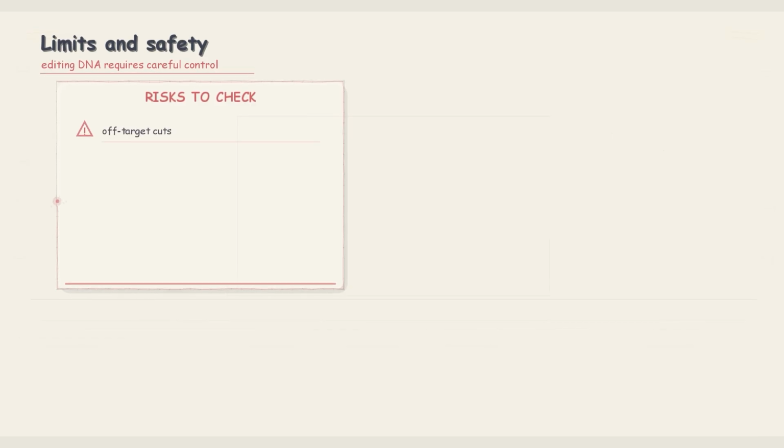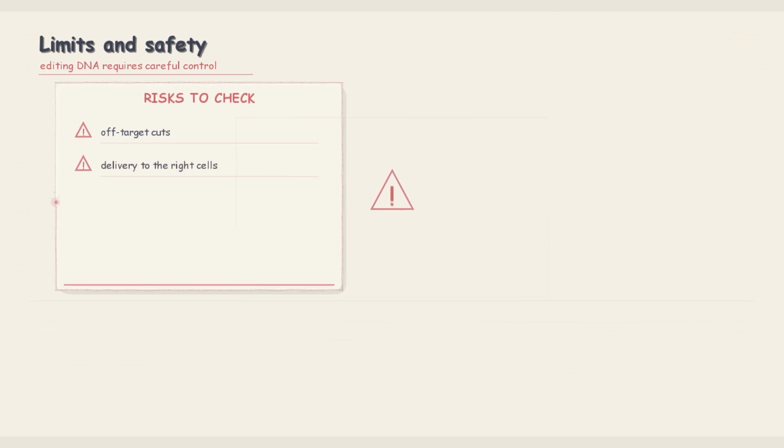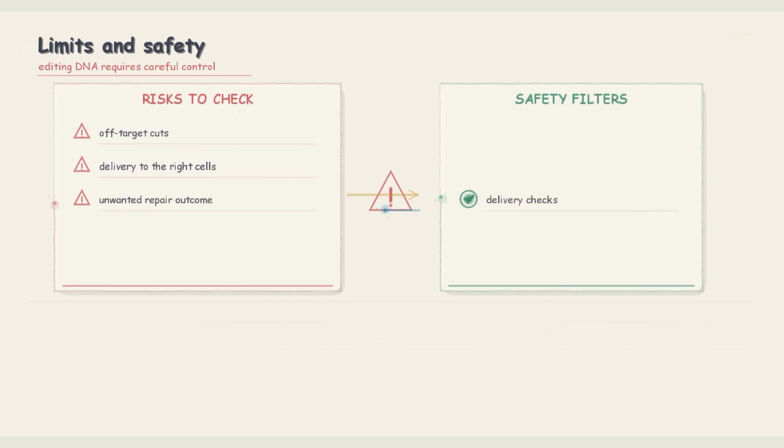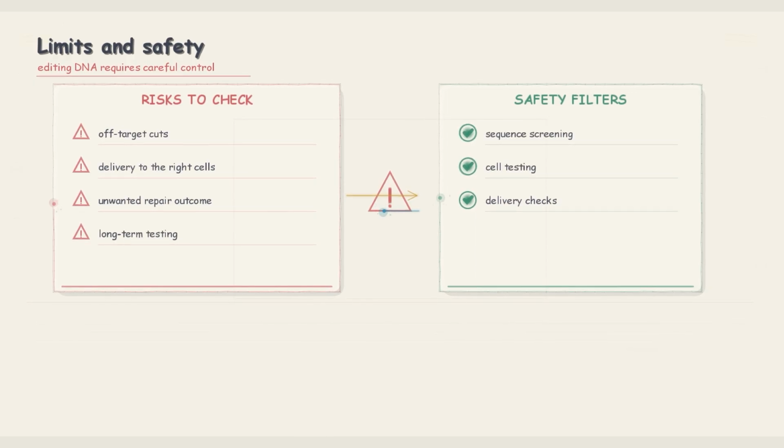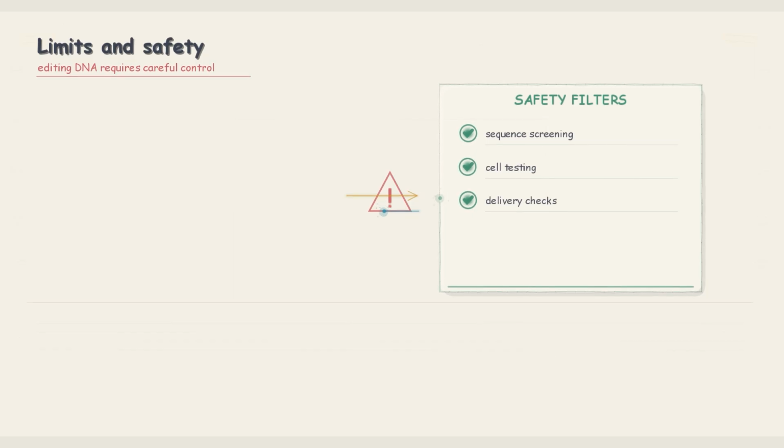Powerful tools also need strong safety checks. A guide RNA can sometimes match a similar but wrong location. Delivery into the right cells can be difficult. The repair outcome is not always the one you want. That is why off-target screening and long-term testing are important. The goal is precise editing with responsible control.